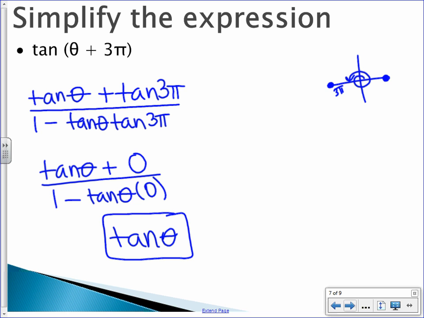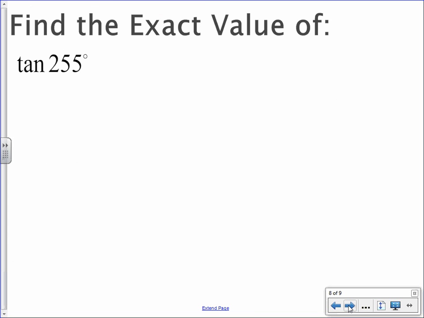Okay, we have saved the best for last. I want the tangent of 255. That's not a special angle. What we need to do is figure out two special angles that either add or subtract to 255 so that we can use the sum or difference formula and then our unit circle values.